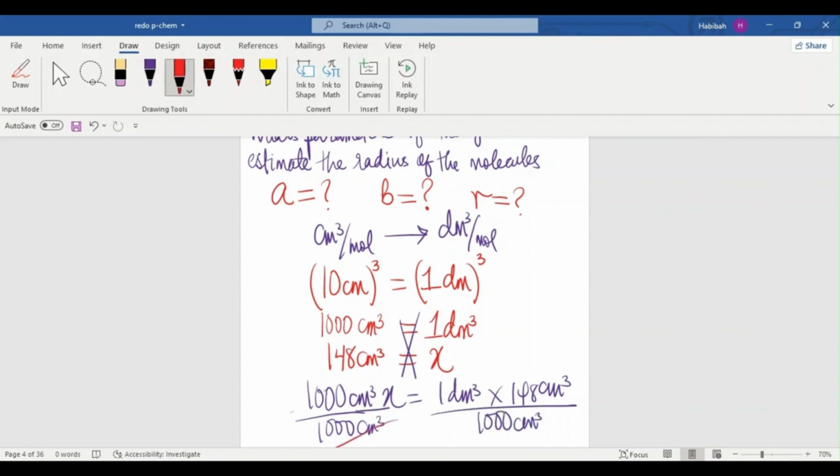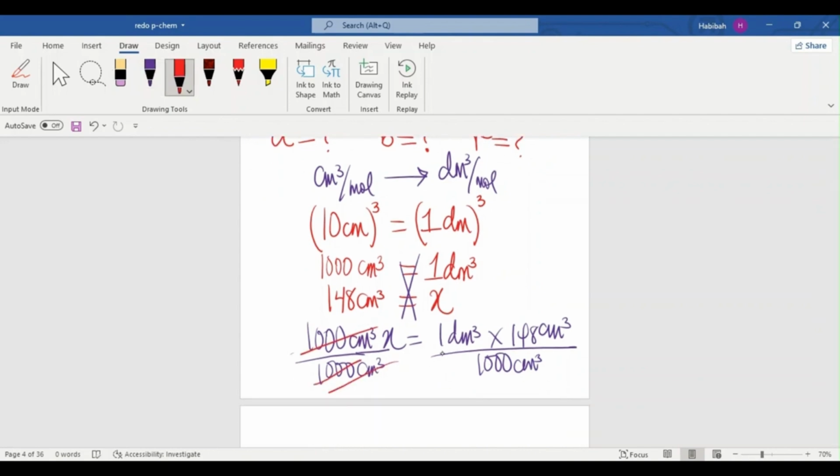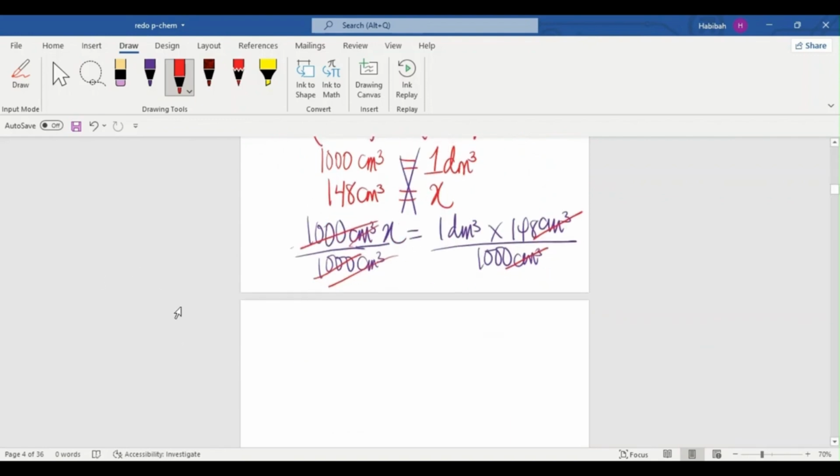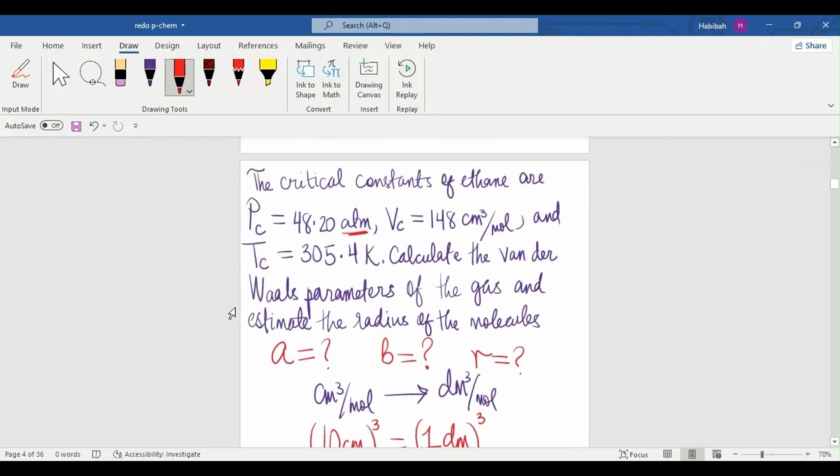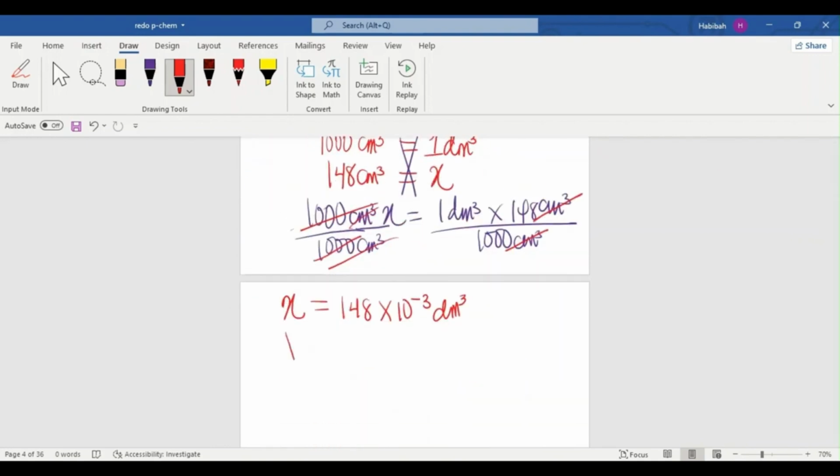cancel out the centimeter cube, the 1,000, the 1,000, and of course you cancel out centimeter cube here, centimeter cube here. So what this is just going to be is 148 times 10 to the power of negative 3 decimeter cube. So X becomes 148 times 10 to the power of negative 3 decimeter cubed. But then let's not forget that we're dealing with a VC question and it's supposed to be per mole. So we're just going to rewrite this: VC is now actually going to be 148 times 10 to the power of negative 3 decimeter cube per mole. Don't forget the per mole.